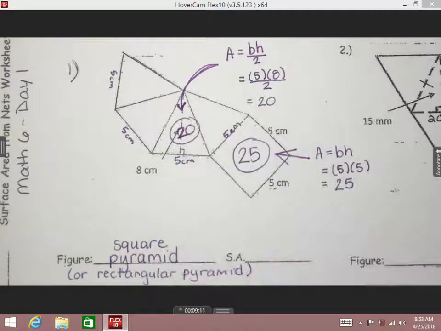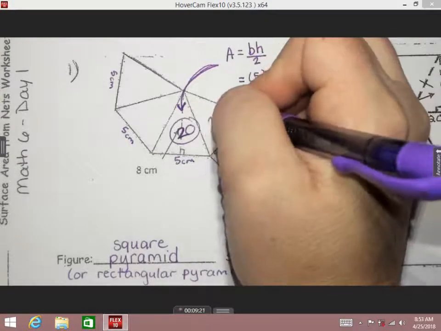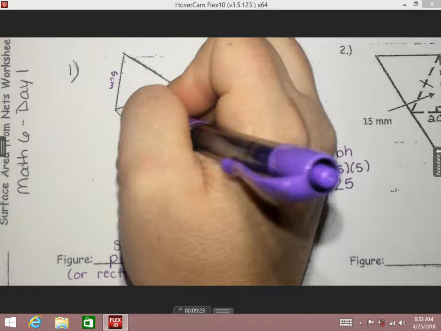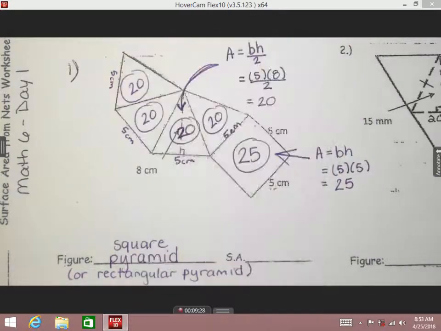Now, guys, since it's going around the square and all those bases have to match and all those heights have to match, all of my triangles have to match. So this triangle is 20. That one's 20. That one's 20. And that one's 20. Okay. Have I found all of my areas? All right, we're writing this down. Is there a shape that's missing a number? Nope. All of my shapes have my area.